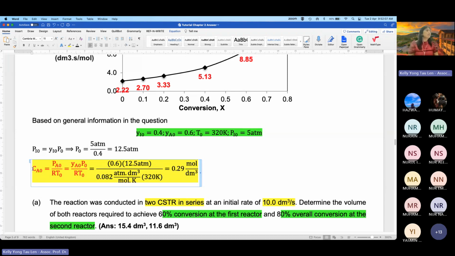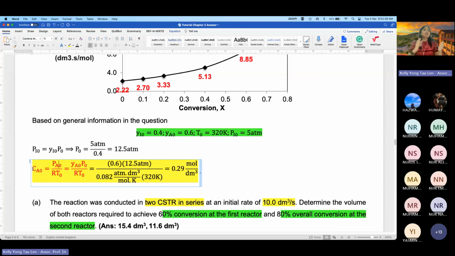However, let's say you do not know the partial pressure of A, so I hope you don't get confused. Why do we need to know the partial pressure of A? Because you want to find the concentration of A. When you want to find the concentration of A, we must know the pressure of A initially. Only then can I find my concentration.